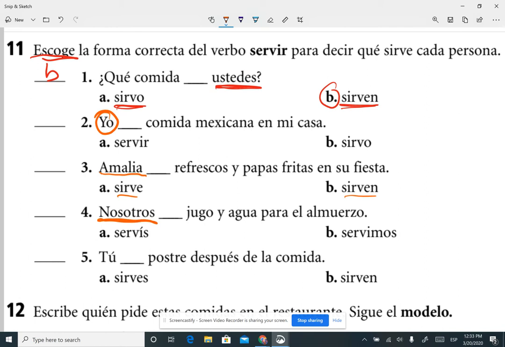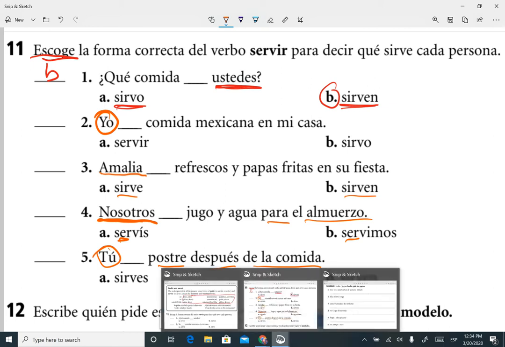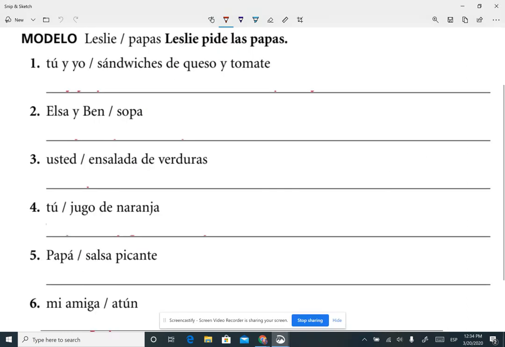Then we have nosotros, that's the we form. Remember, the we form does not change the E to I, so we have two options. We have the vosotros option, and we have the nosotros. All you have to do is pick out which one. So we serve juice and water for lunch. And our número cinco, we're referring to you two. So which one of these is a you two ending? You serve dessert after the food, right? So that's pretty much how you do that one. Not super difficult, just choose the correct verb.